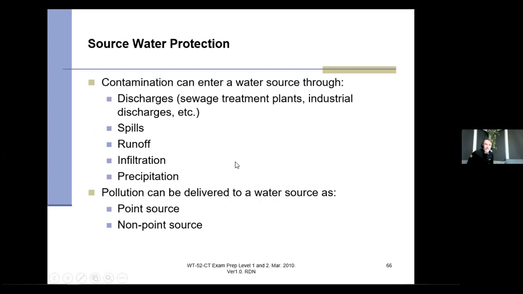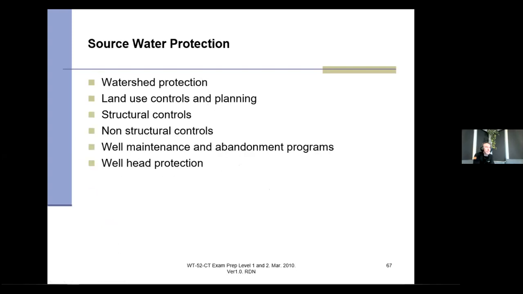There's a bunch of contamination that can happen: discharges, spills, runoff, infiltration, all this stuff, right? There's point source pollution, so there's widespread pollution, or pollution from a single event or an industry. It's up to us to protect our whole watershed and control who uses our watershed, whether that's humans or companies or industry. It's very important to make sure there are controls in place to protect everything as a whole.